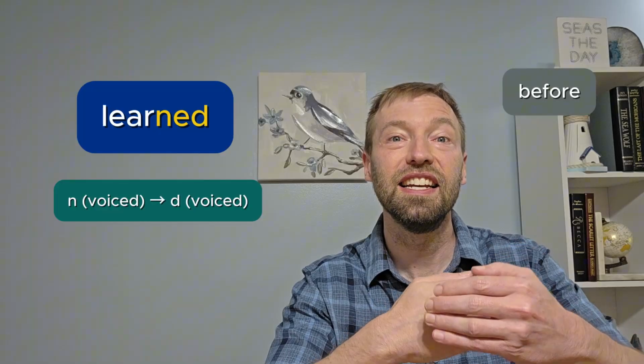Notice that the E at the end of the word is silent. Shh, it doesn't make a sound. It's silent. In this word, the letter before the letters ED is N. N makes an N sound. That's a voiced sound. So the letter D is voiced too. Learned.